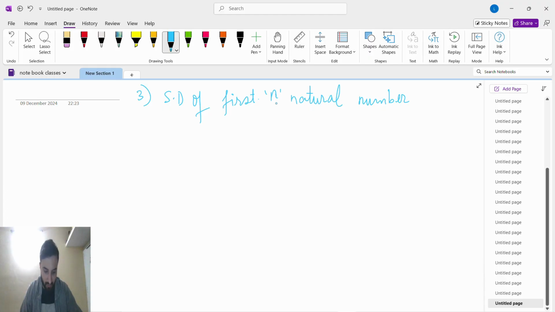So the formula is: standard deviation is equal to the square root of (n square minus 1) by 12. Here n indicates the number. Suppose they say find the standard deviation of first 9 natural numbers, so n is 9, and we'll substitute 9 in place of n. Or if they say first 10 natural numbers, in place of n we'll substitute 10. So this is the standard deviation of first n natural numbers.